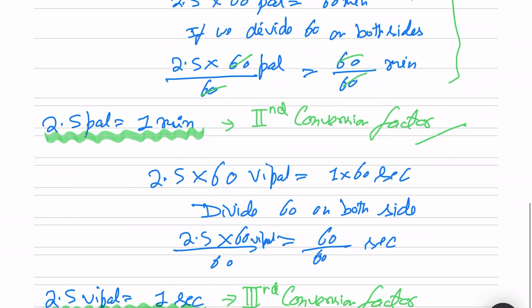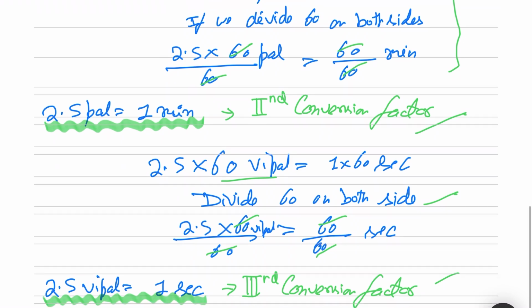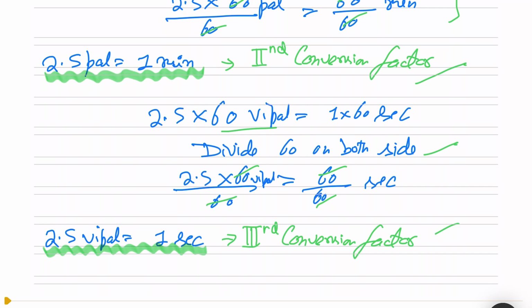The third conversion factor comes from 1 Pala equal to 60 Vipala. We use the above conversion factor 2 to reach the third conversion factor, which is 2.5 Vipala equal to 1 second. It is simple. 2.5 into 60 Vipala equal to 1 into 60 seconds. If we divide both sides by 60, the 60 cancels out. It is 2.5 Vipala equal to 1 second. So these are the conversion factors which we need to remember when we do the calculations.